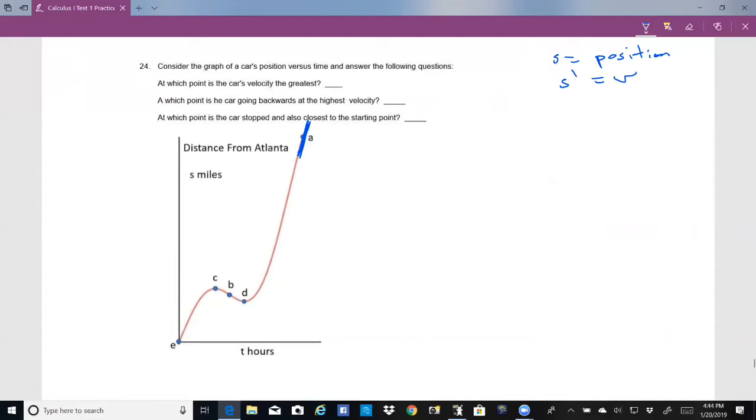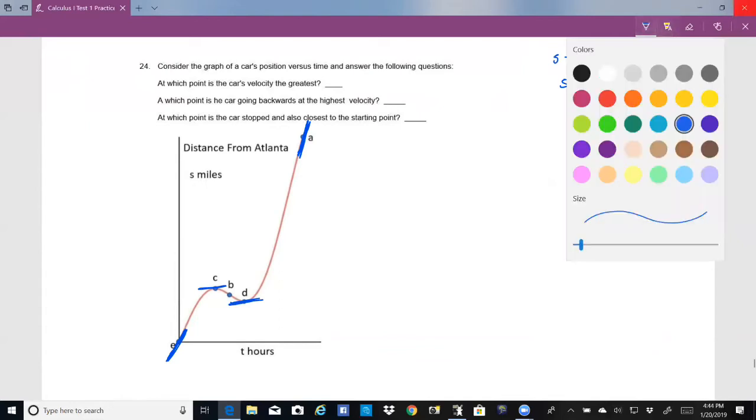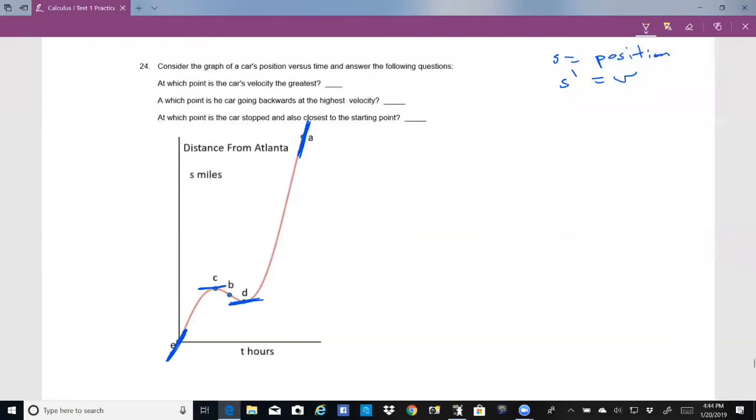At point E, I would put in a tangent line that looks about like that. And at point C, the tangent line would be horizontal as it would be at point D. And let's just do a red tangent line for point B. Would look like this.